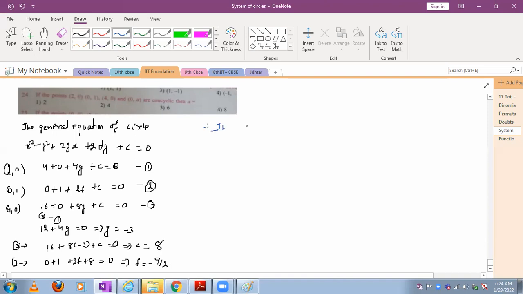Therefore, the required equation of the circle. What is the required equation of the circle now? x square plus y square plus 2gx, means minus 6x, plus 2fy, minus 9y, plus c, plus 8 is equal to 0.